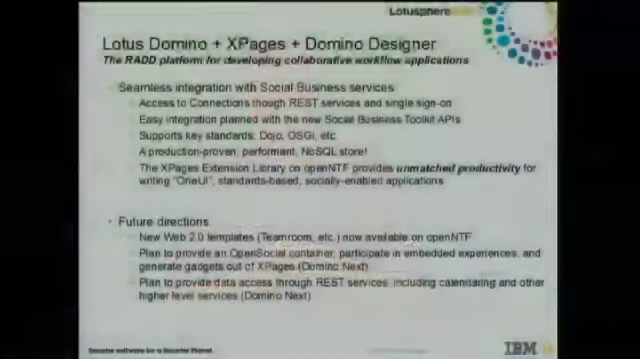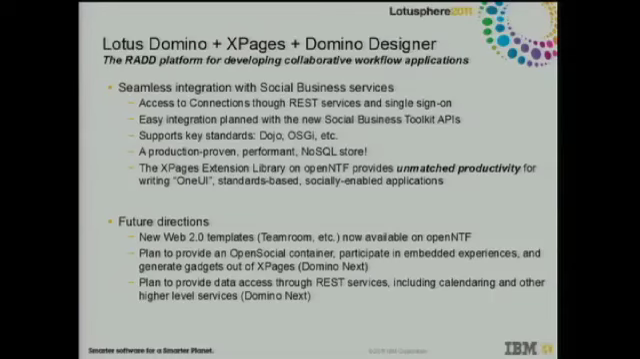And the last point here, we're going to equip Domino with a set of REST services. So Domino right now can handle and generate SOAP services. We're going to extend that and provide REST services. So you'll be able to access Domino data, core Domino data, as well as higher level services like calendaring. And we have a list of priorities for the services we want to provide here as part of Domino Next.